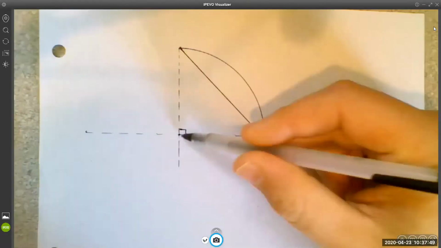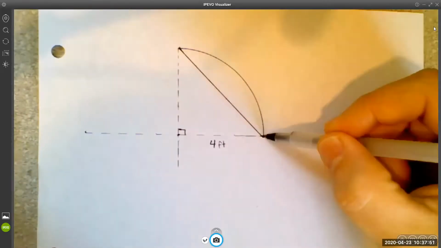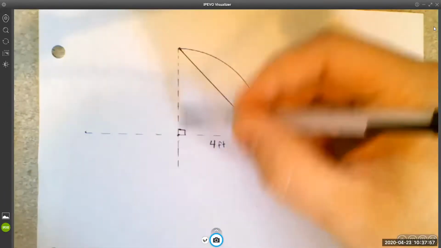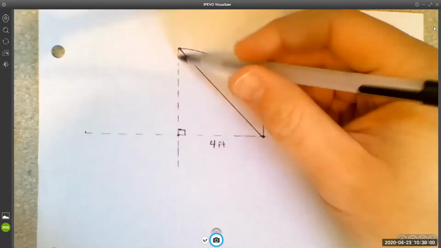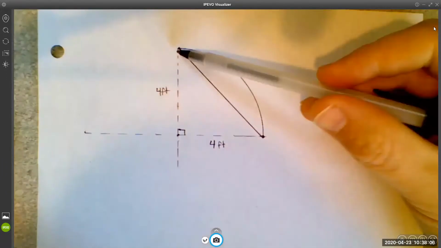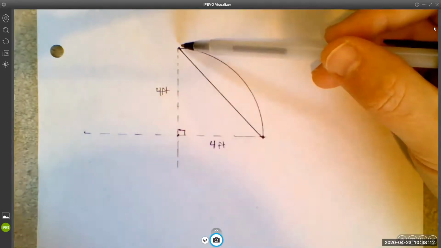Furthermore, I know that this segment from here to here is the radius of the big circle, right? And this is also the radius of the big circle, so this line segment should also be 4 feet. So now I have leg and leg. I can use the Pythagorean theorem to solve for the hypotenuse, right?